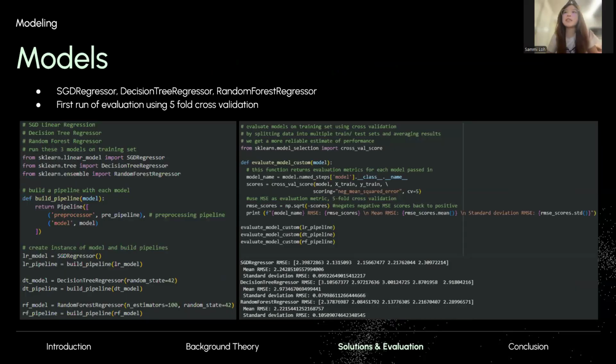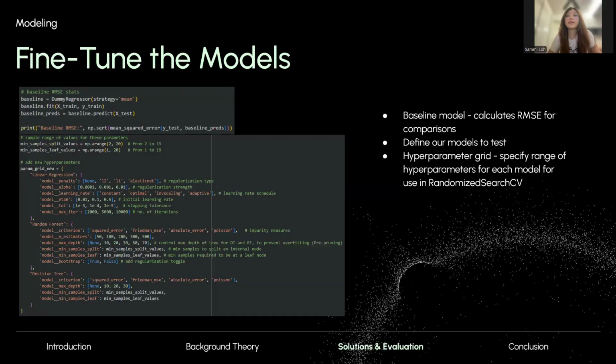We began by training three regression models: SGD regressor, decision tree regressor, and random forest regressor. Each was built using a preprocessing pipeline and evaluated with 5-fold cross-validation to get reliable RMSE scores. From the first run, random forest showed the lowest and most stable RMSE, meaning it performed best overall. Next, we fine-tune our models.